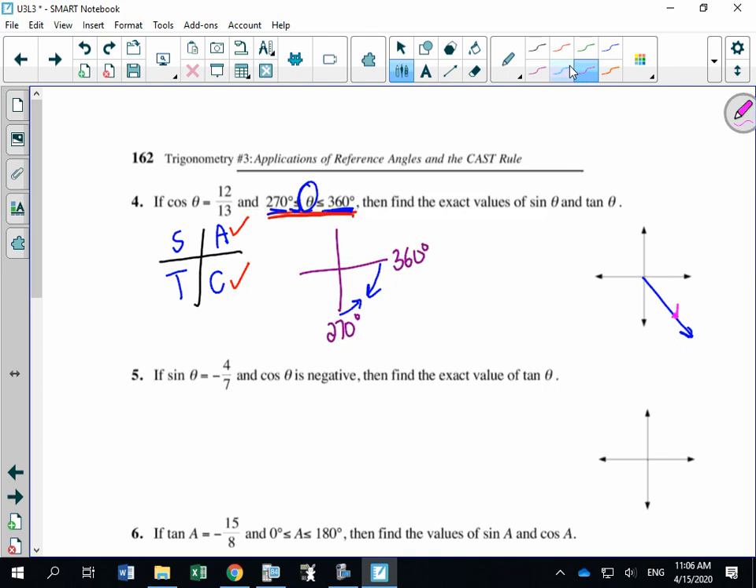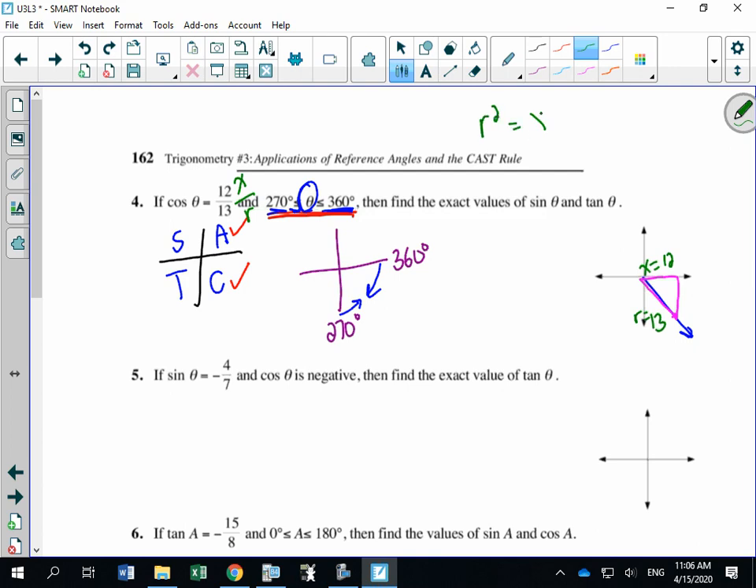From here, draw yourself your triangle. And now I'm going to label my triangle. They told me that the cos was 12 over 13. And if you have cos memorized, cos is x over r. So x is equal to 12. And r, my radius, is 13. So from here, before you could write the trig ratios of sine and tan, you need to figure out what y is.